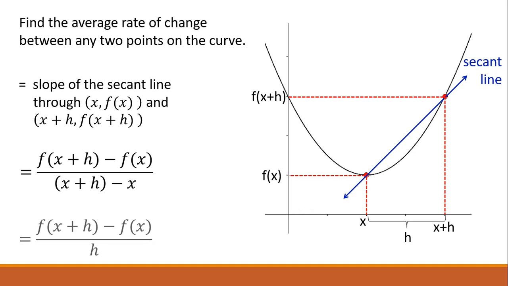And if we simplify that fraction, we'll have this one, f(x + h) minus f(x), all divided by h. That's our difference quotient for finding the average rate of change between any general points on the curve.